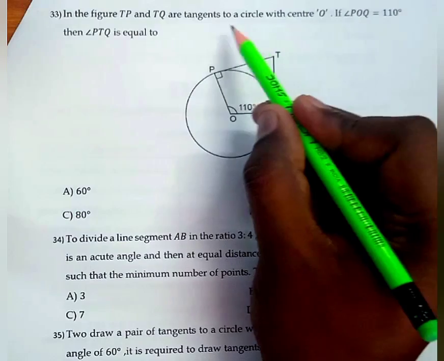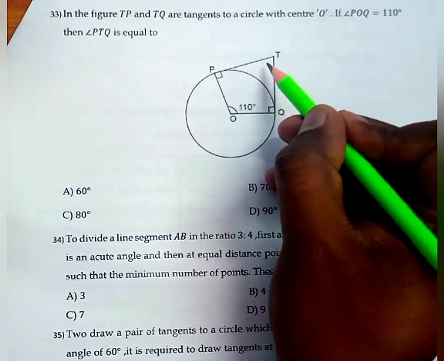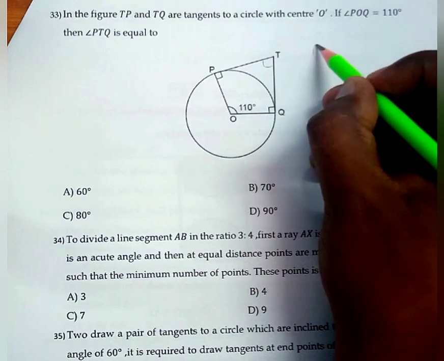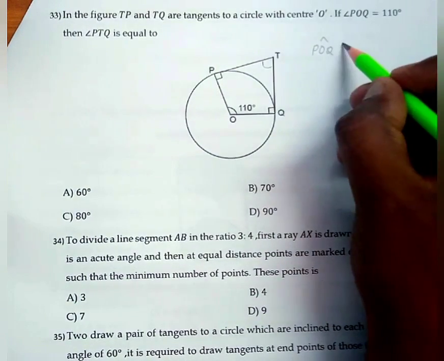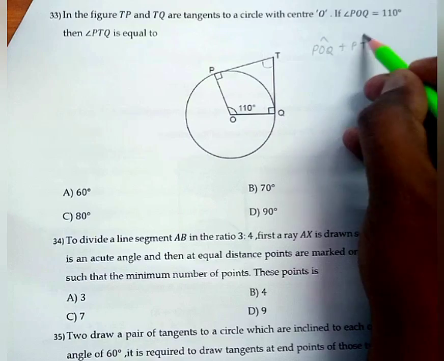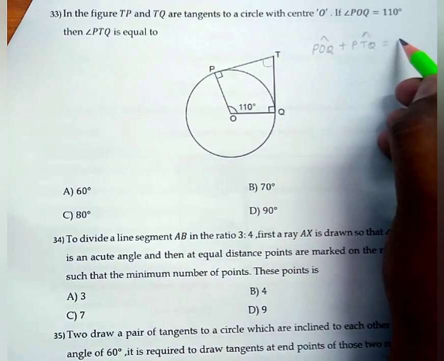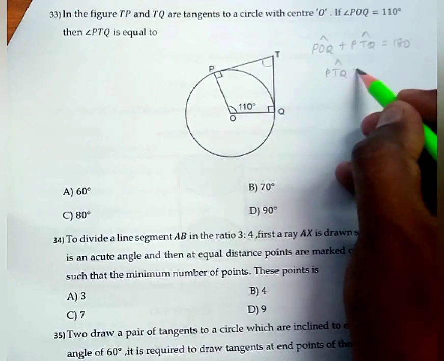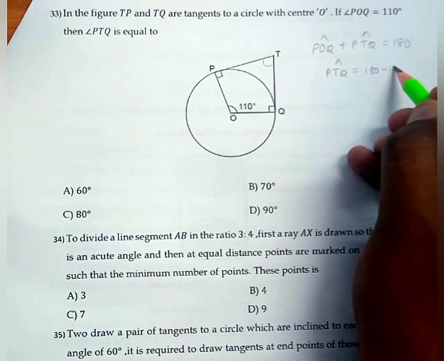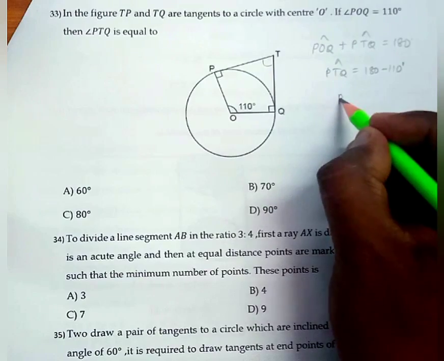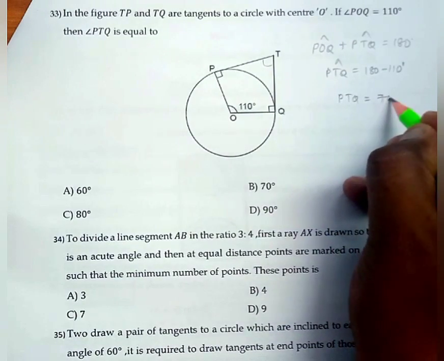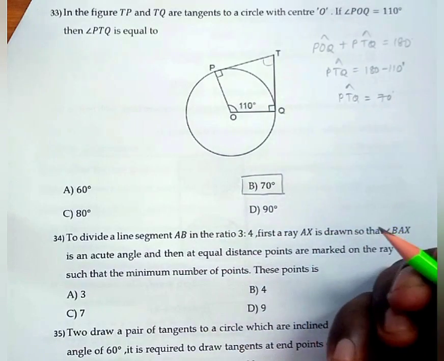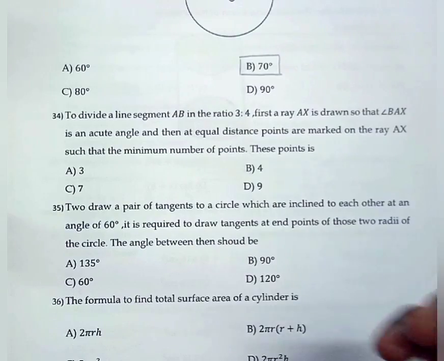Now, in the figure, TP and TQ are tangents to a circle with center O. Angle POQ equals 110 degrees. We need to find out angle PTQ. POQ plus PTQ is equal to 180 degrees. Now, angle PTQ will be equal to 180 degrees minus POQ, that is 110 degrees. So PTQ equals 180 minus 110, we get 70 degrees. Therefore, the correct answer is option B, 70 degrees. Now moving to next question.